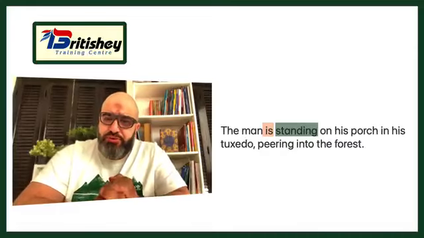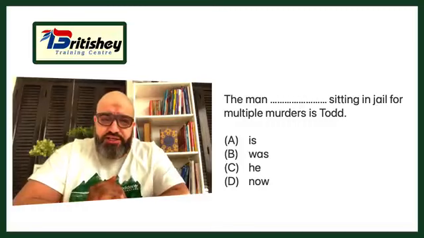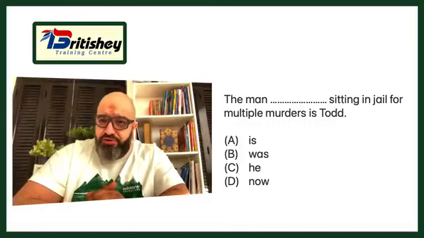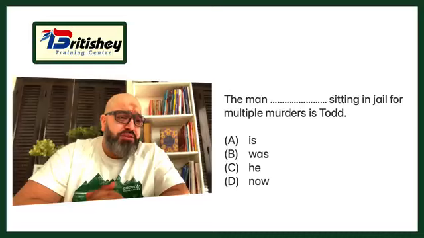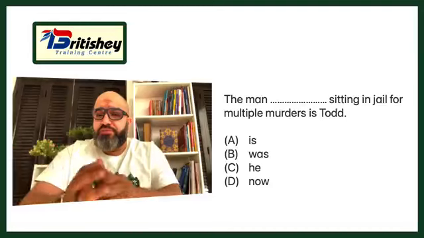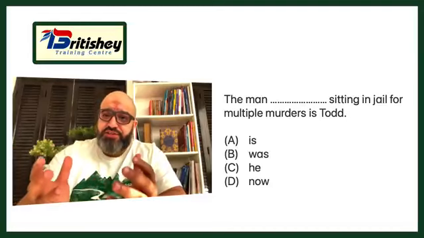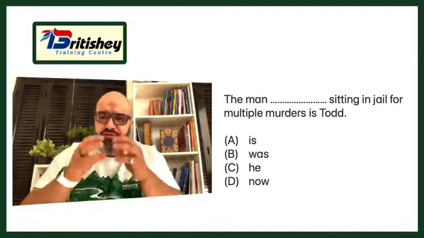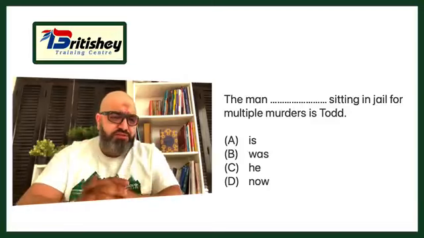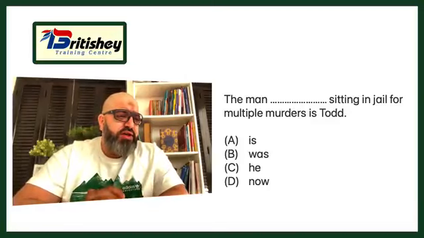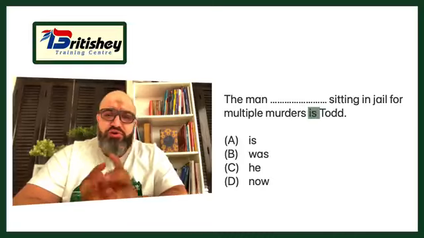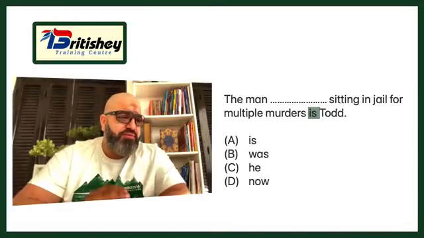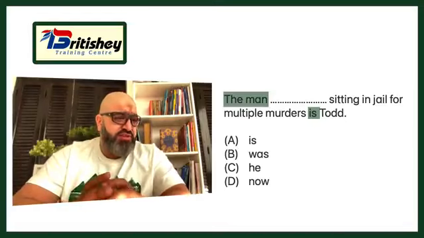Let's go to an MCQ question and have a look at it. And the question says, the man sitting in jail for multiple murders is tarred. Now, as usual, we need to check whether the sentence has a subject and a verb, because that's the basic structure of the English sentence. And we've got here, the man sitting in jail for multiple murders is tarred. We've got is. Obviously, that's a verb. And the man, obviously, that's the subject.